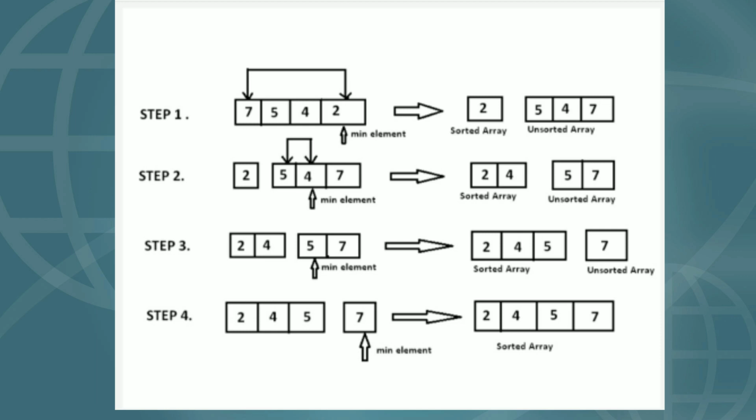In the next step, 5 and 7 are the unsorted array and 2, 4 are in sorted position. So 5 and 7 are in sorted position. Now in 5 and 7, 5 is the smallest element.